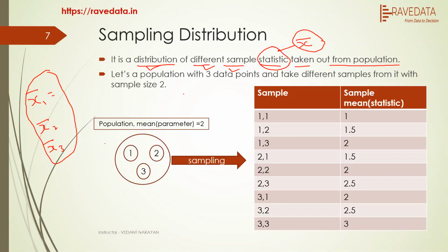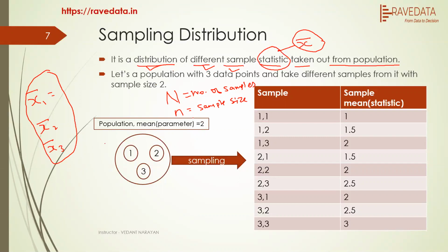Throughout this lecture, I will use capital N for the number of samples and small n as the sample size. n is the sample size, and N is the number of samples. So let's understand this using an example.